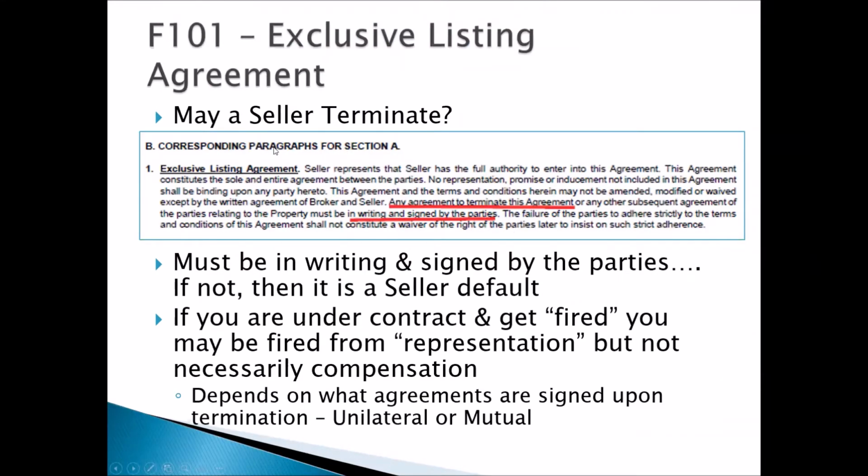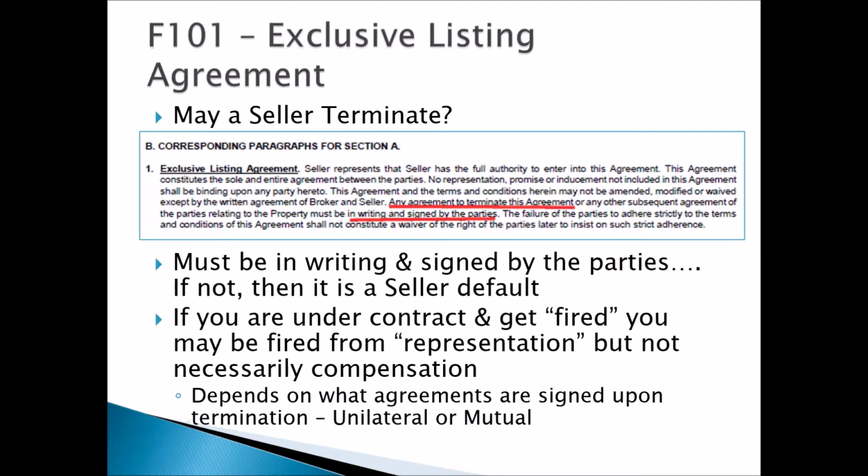That was all the fill in the blanks in paragraph A. Then we go to paragraph B that explains all the requirements, promises, and obligations of the parties. And the first thing, it talks about the exclusive listing agreement. It must be in writing and signed by the parties. It says, and then it talks about termination. Any agreement to terminate this agreement, that sounds weird, any agreement to terminate this agreement or any subsequent agreements must be in writing and signed by the parties.